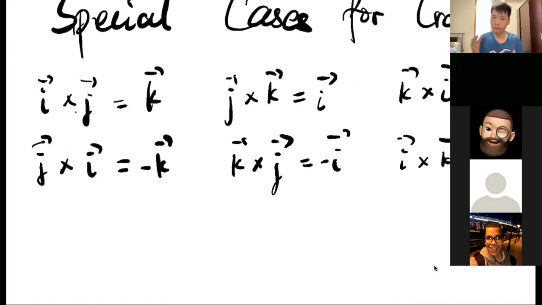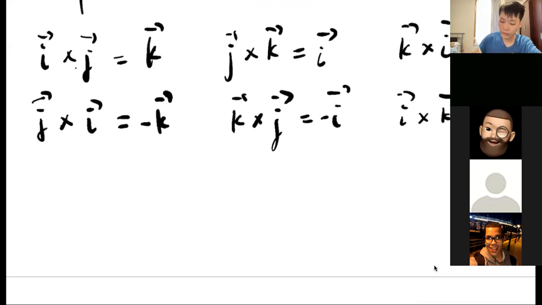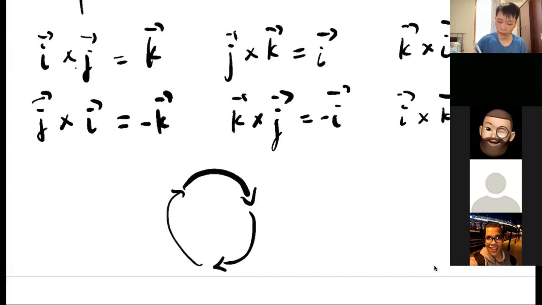Okay. So, a figure showing the relationship between i, j, and k is that when you have i cross j, you get back k, and when you have j cross k, you get back i. If you switch the order, like i cross k, you get back minus j because the arrow goes the other way. And j cross i, you get back minus k because the arrow goes the other way.